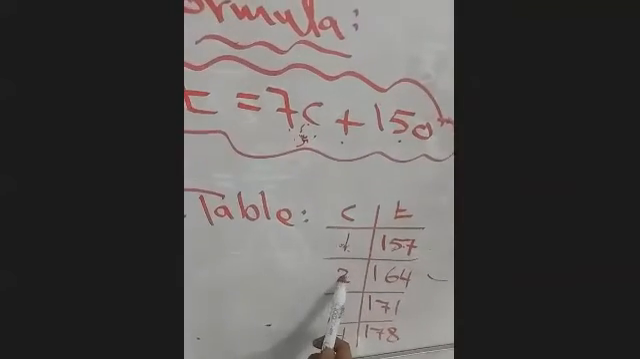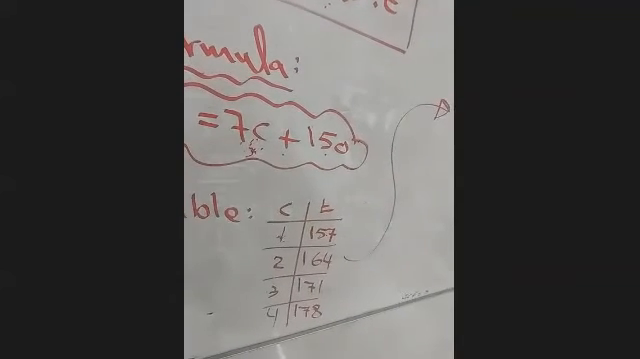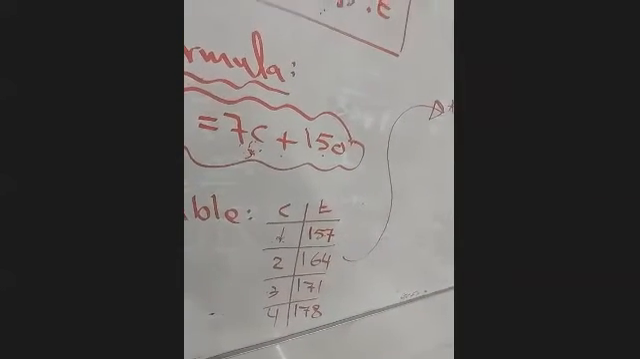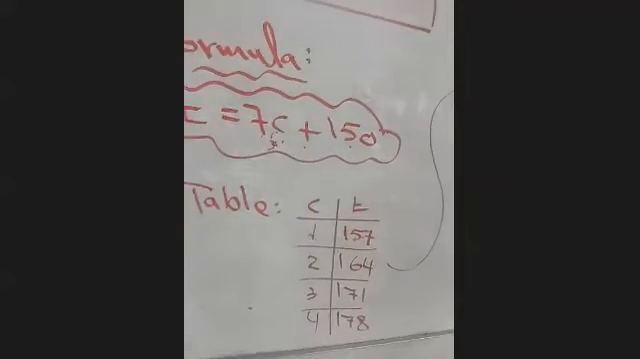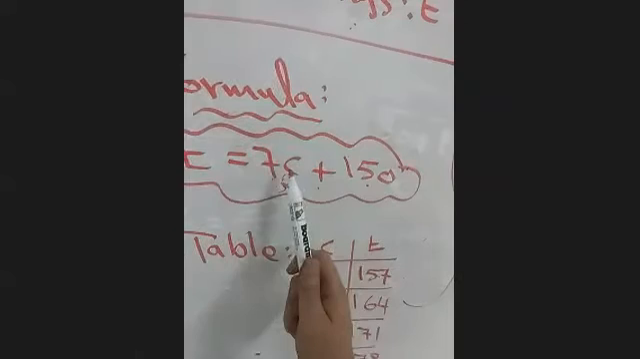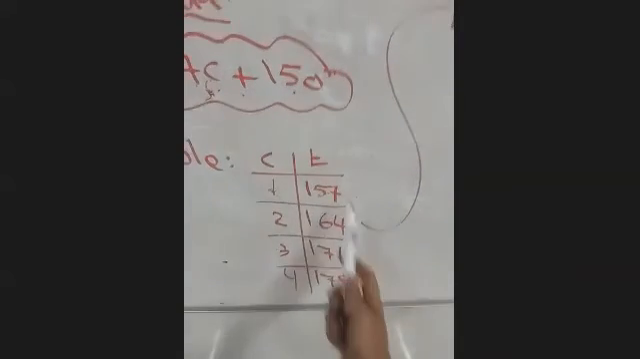But how about the 2? What do we do here to find the answer? We multiply 7 multiplied by 2, which equals 14. Exactly. And then we replace C by 2: 14 plus 150 equals 164. Yes, right. So do you understand how we fill the table? Yes, now I understand.